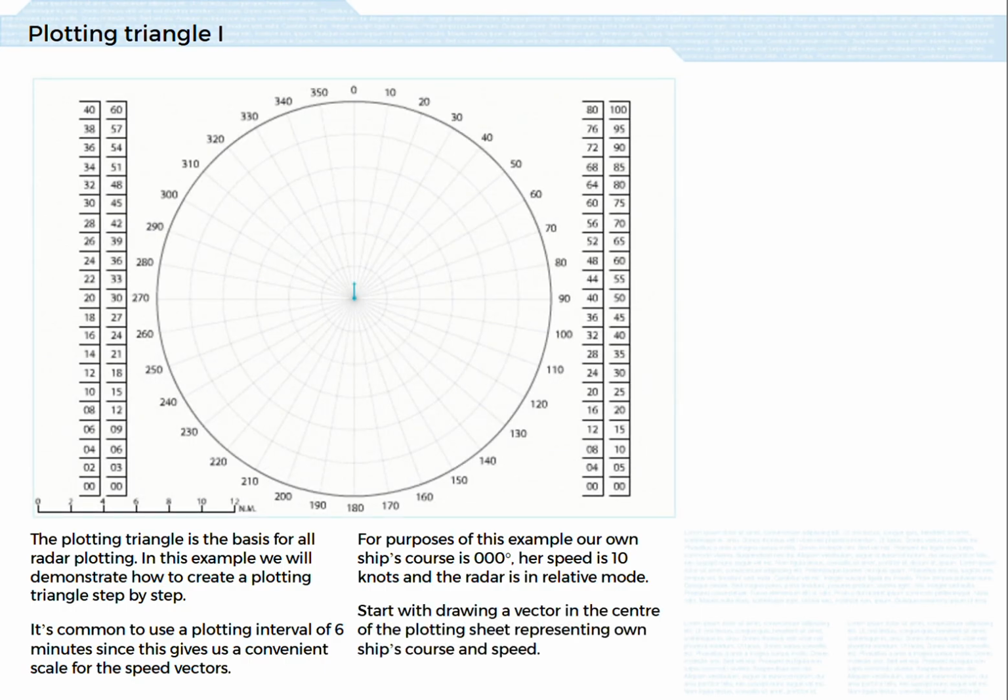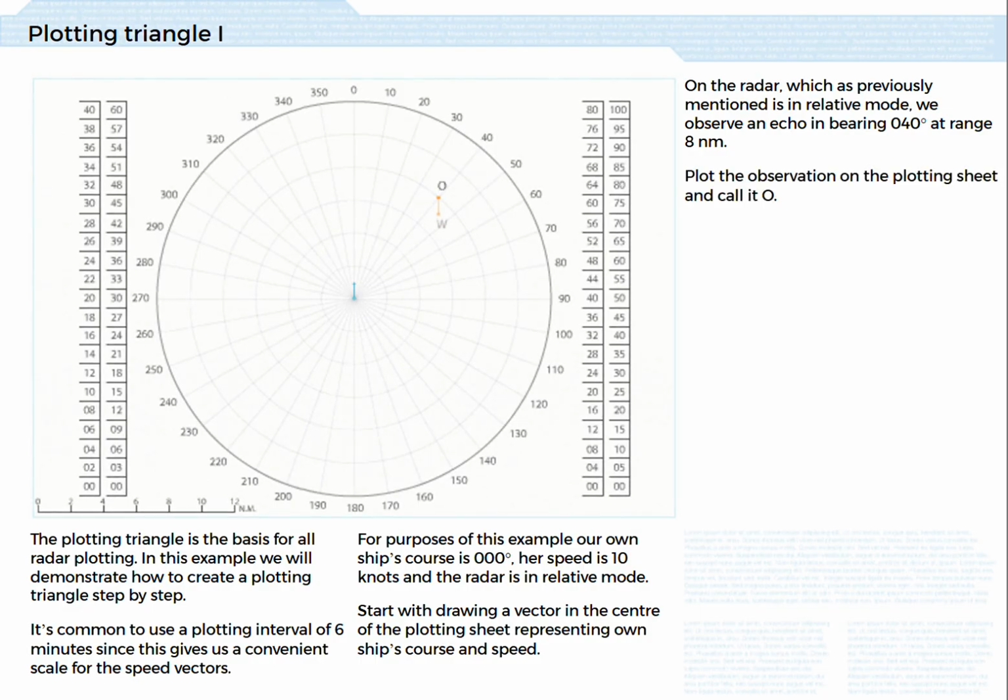Start with drawing a vector in the center of the plotting sheet representing own ship's course and speed. On the radar, which, as previously mentioned, is in relative mode, we observe an echo in bearing 040 degrees at range 8 nautical miles.